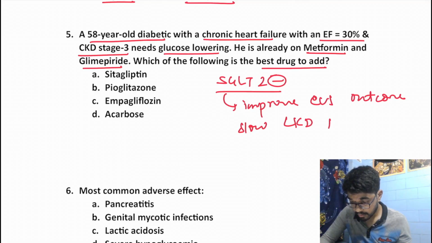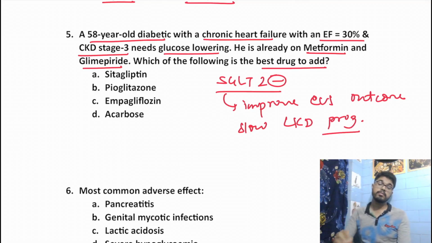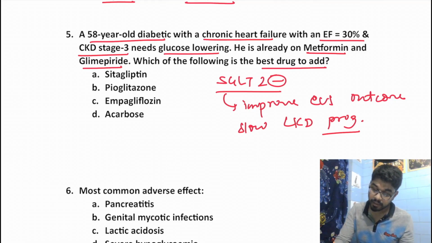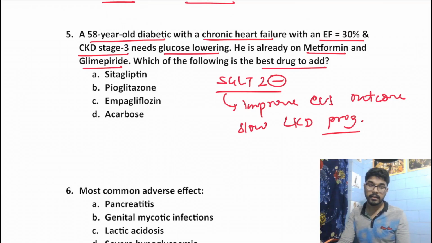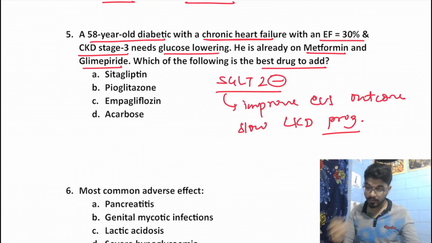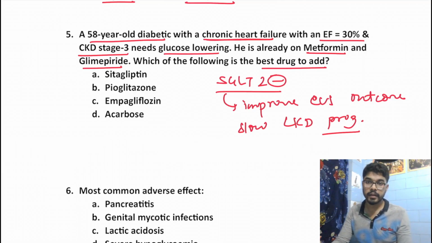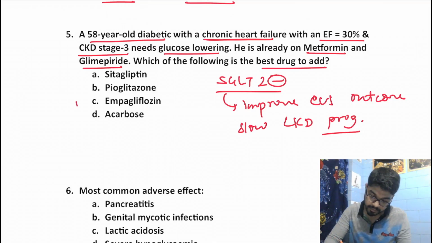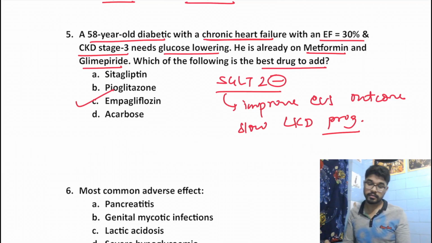They also slow CKD progression. These two are very unique features of SGLT2 inhibitors. Over here, a diabetic patient has both chronic heart failure and CKD stage 3, right? So SGLT2 inhibitors should be the best answers. So C, empagliflozin should be an answer.